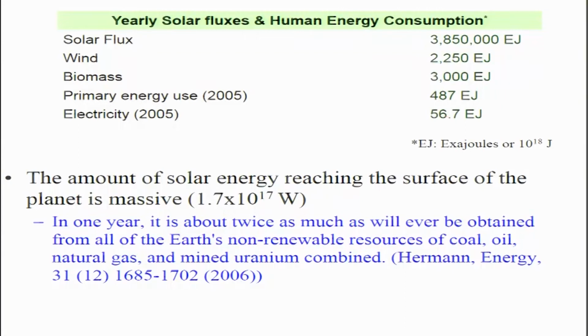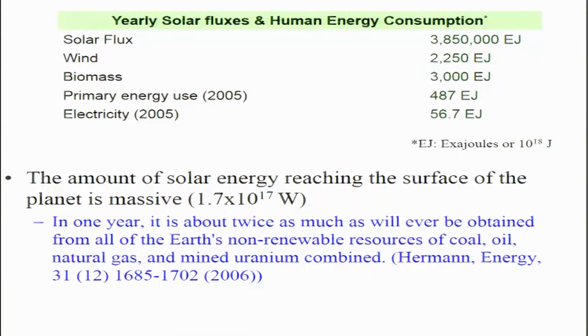So, you can see that there is a huge potential in the form of solar energy available to us. The amount of energy available is about 3.8 million exajoules, whereas what we consume is about 100, maybe right now about 100 exajoules. Essentially, the amount of solar energy that reaches the surface of the planet is huge. It is about 1.7 into 10 to the power 17 watts.